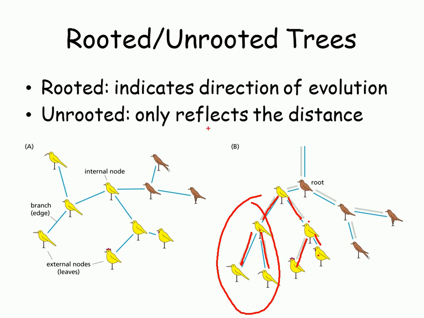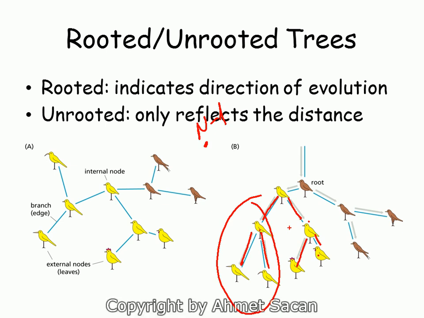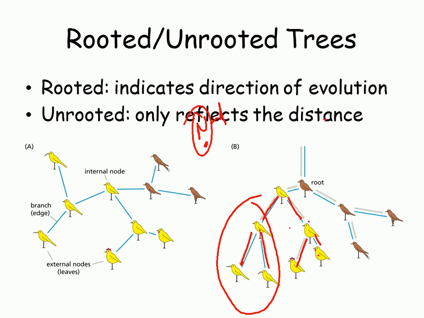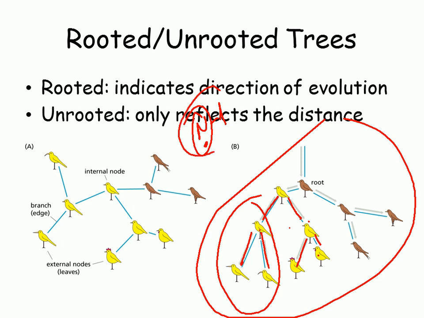So you start with n minus 1 branches, where n is the number of birds, and every new bird you add adds its own branch. So n minus 1 doesn't change. If n is the number of birds you have in that entire tree, n minus 1 will be the number of branches you have.